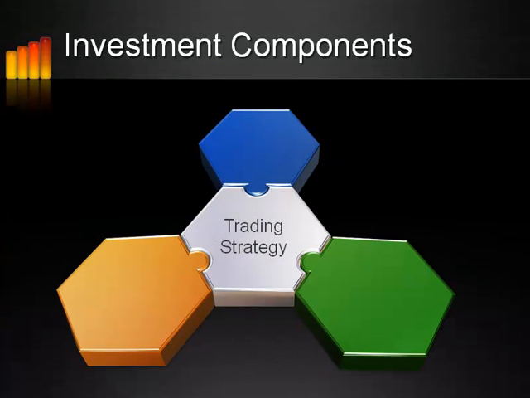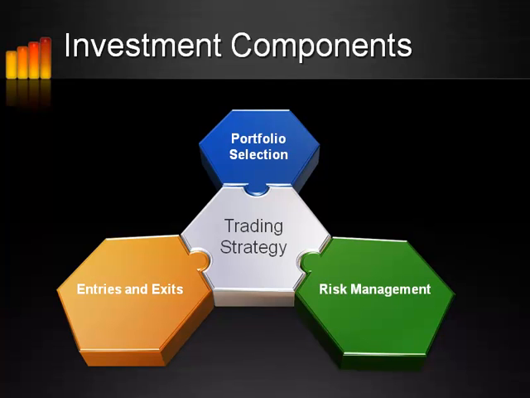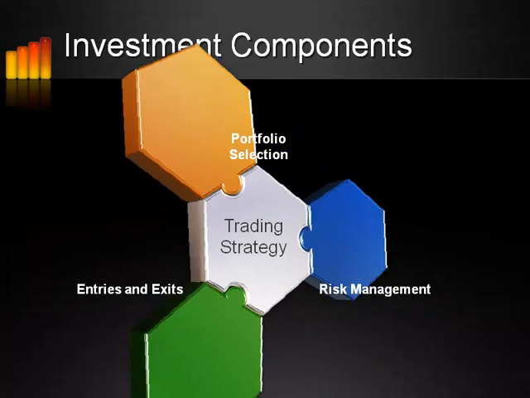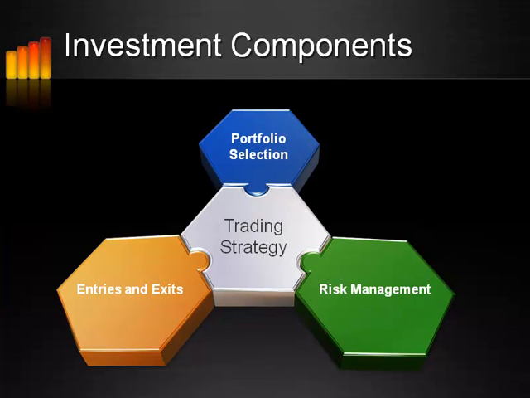Let's start out by looking at the components that make up our investment strategy. First, there's portfolio selection, or the markets that we choose to trade. Second, there's entries and exits, which is how we decide to get into and out of the markets. And third, there's risk management, which is how we manage the risk during the entire process of the trade. Together, these three items work synergistically to create our trading strategy.